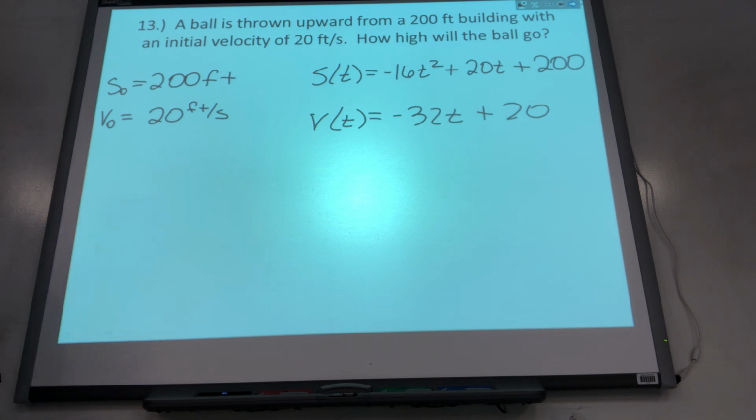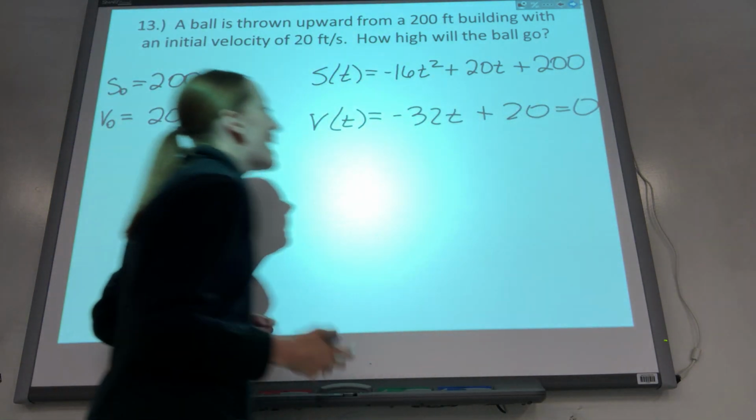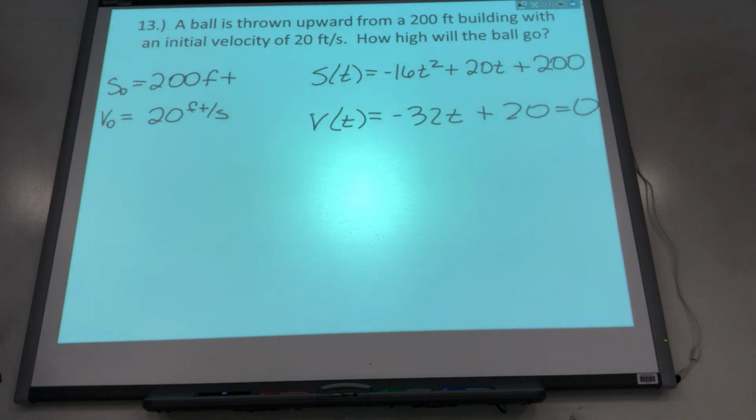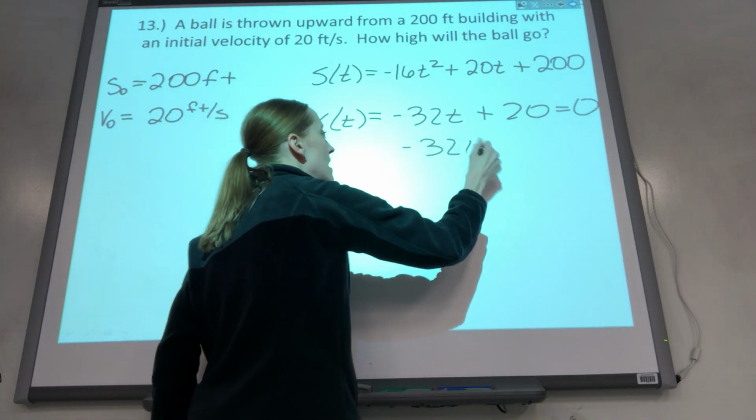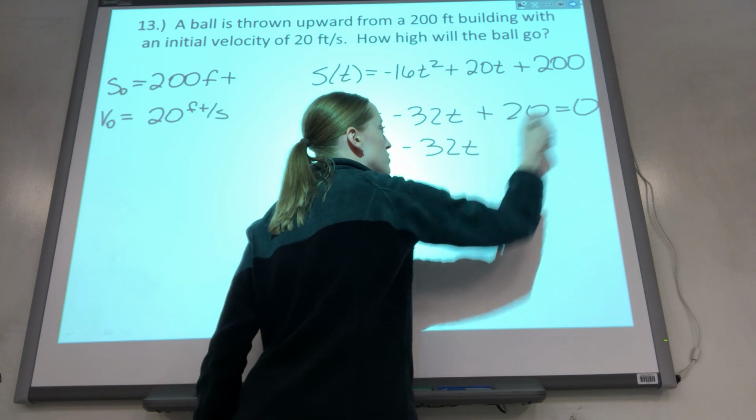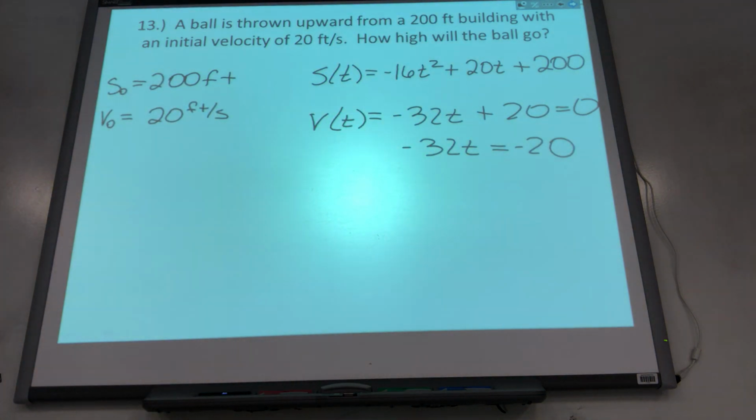Is it going to keep going up? Yeah, it's not going to have any more velocity. It's done with that. And it's going to have a velocity of 0 because right after that, it'll go back down toward the ground. So we need to set that equal to 0. And this, I'm subtracting 20 right here. But this is how we'll solve for t.